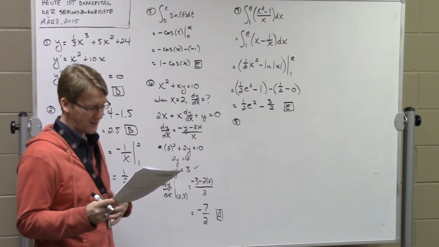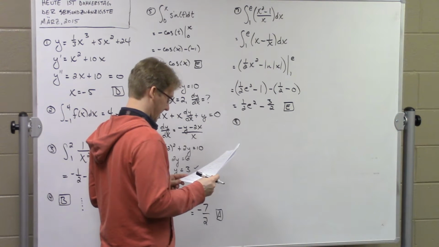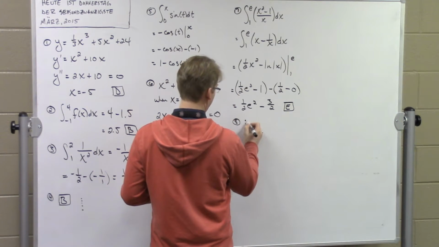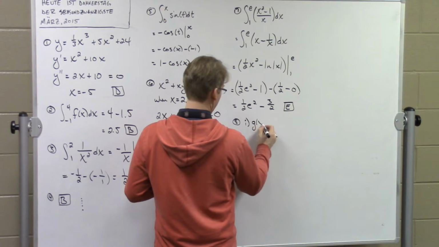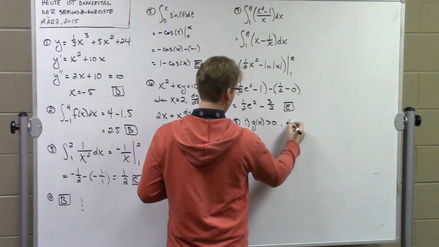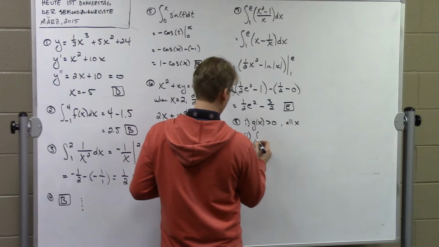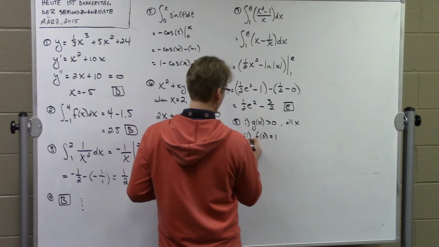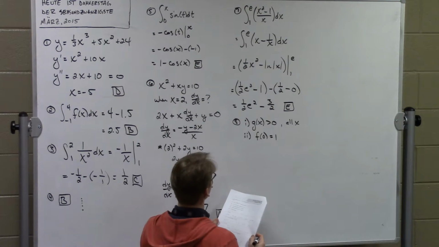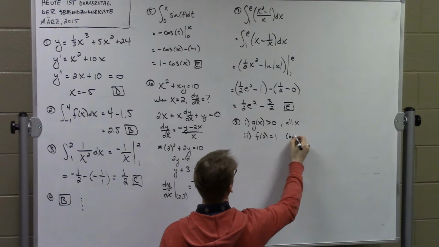Now, let f and g be differentiable functions with the following properties. Okay, this is the thinker. So we have g of x is greater than 0 for all x, f of 0 equals 1, and g of 0 is equal to 1. They're both differentiable, good. Always nice.